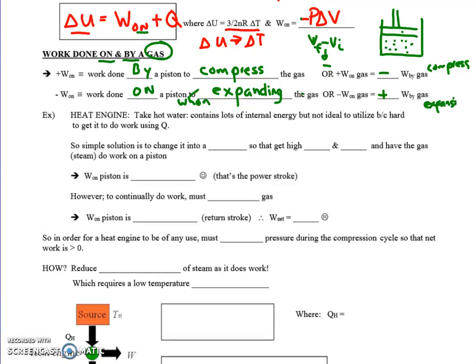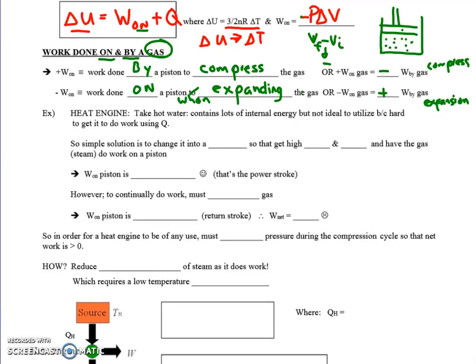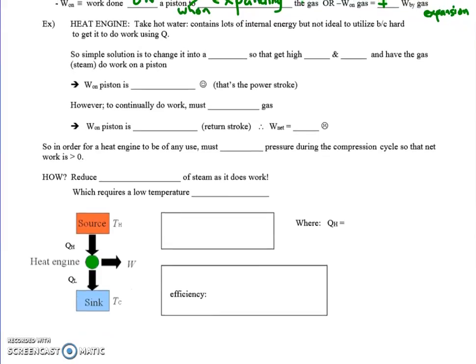Okay, so I know it may sound very confusing, and I probably haven't helped by changing the words here, but look this over and come in with any questions. So let's take an example, the heat engine. Let's try to apply this concept.